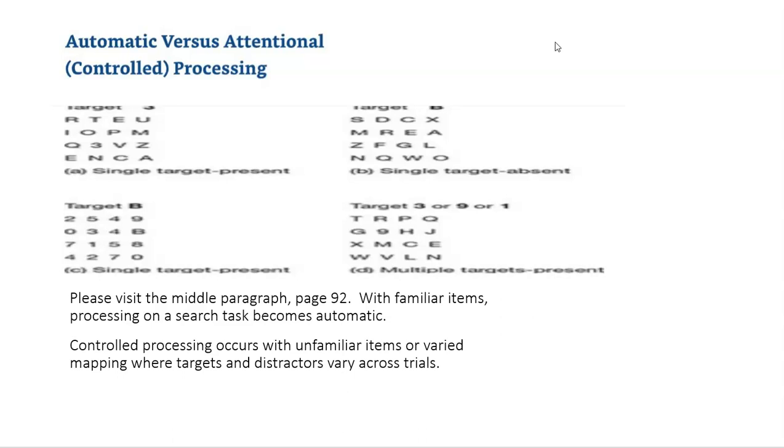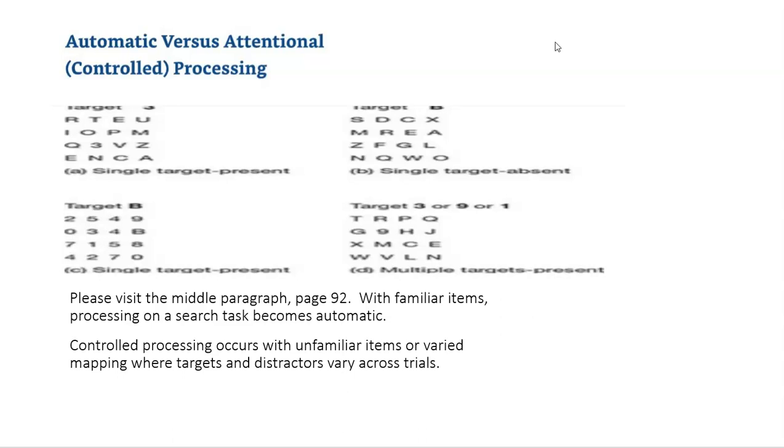Controlled processing is used for difficult tasks and those that involve unfamiliar processes. It usually operates serially, with one set of information processed at a time, requires a lot of attention, and has limited capacity. There's only so many controlled processes we can undertake. Controlled processing occurred in the varied mapping condition, where targets and distractors alternate across different trials. And more generally, controlled processing is what we use with non-routine or unfamiliar tasks.